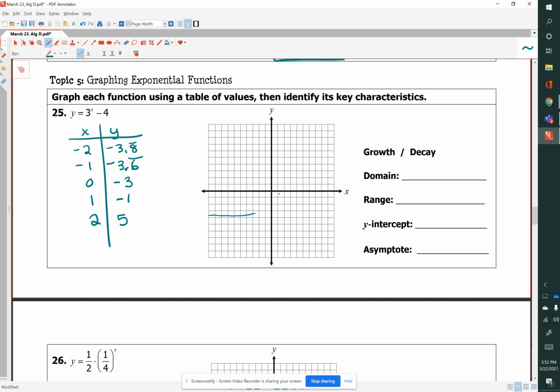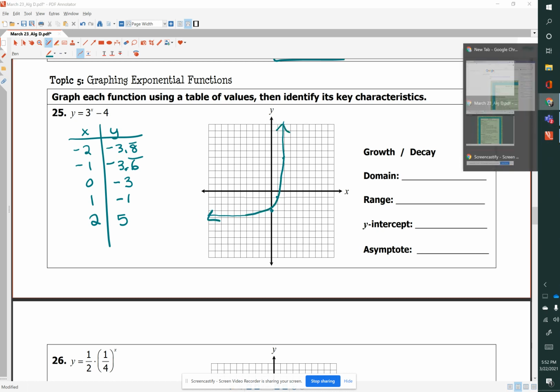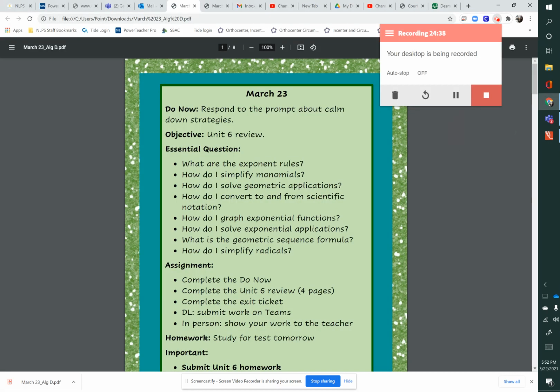So we've got that 0, -3, 1, -1, and 2, 5. So approximately like this. But I also put it on Desmos. So let's take a look at it.